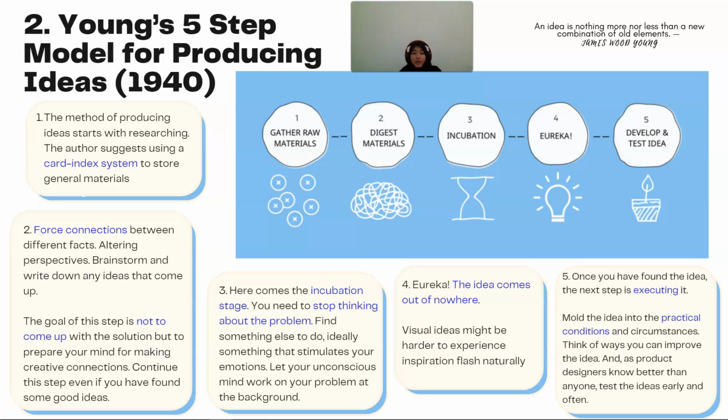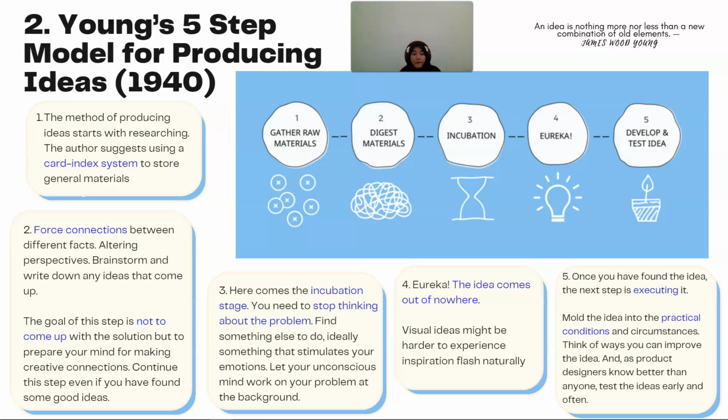which is step number 1 and number 2. It is actually regarding the investigation: gather raw materials and digest materials. As in computer science class, in IT solutions, developing a computer solution is not easy. So you need to have a very good investigation at the first stage, and you need to be very detailed in gathering the materials. That's why Young proposed 2 steps for that.